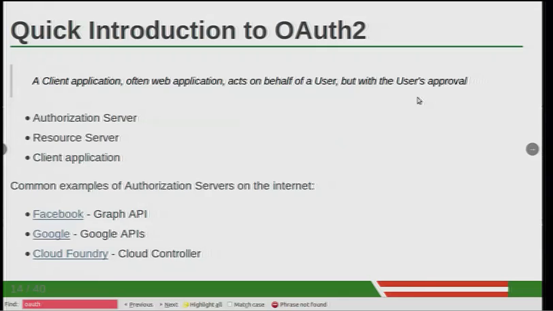It's the same kind of thing. Google APIs, I think they're all protected with OAuth2 now. There was a transition phase when they moved from being something else. And as a third example, I'm giving you Cloud Foundry, which has a load of resources which are protected using OAuth2.